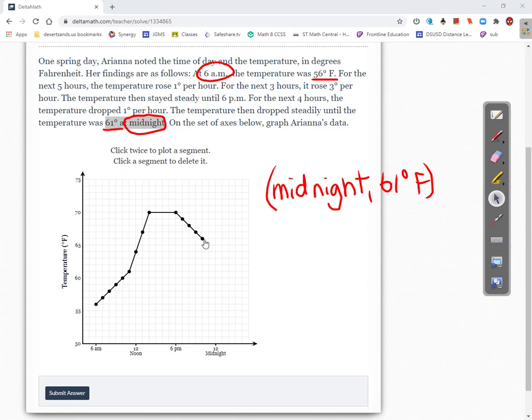So again, pointing out, I've already clicked on it once. All I have to do is find the location of midnight and 61 degrees. So here, let's see, there's midnight. That's 51. Let's see, that looks like 55. Actually, I'll just count. So that'll be 51, 52, 53, 54, 55, 56, 57, 58, 59, there's 60, and then there's 61.